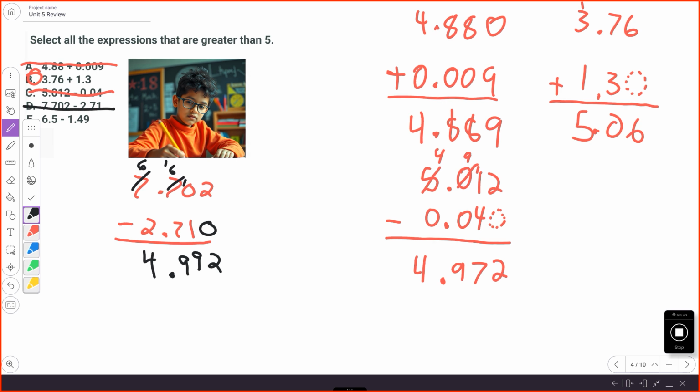Now, here's the thing. All the expressions that are greater than 5. What does that mean? It says select all. What does that always mean? There'll be more than one answer. We got one answer. That means that most likely E is going to be our answer. Now let's just see whether or not they follow that rule. So we're going to subtract again, and this is just to check. All the other questions we did real quickly, so we'll have time to do this.